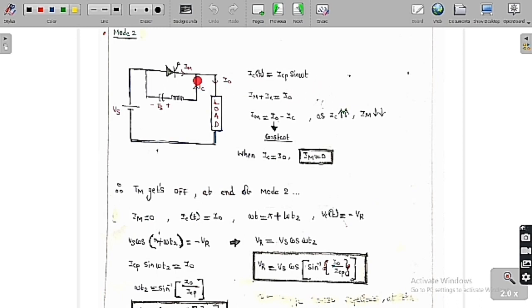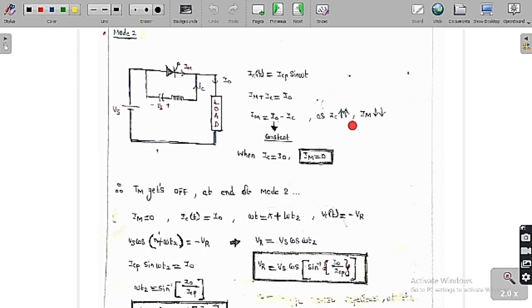If you apply KCL at this point, this is IM, this is IC and this is I0. So IM plus IC is equal to I0, because the sum of incoming currents is equal to the outgoing current. So IM is equal to I0 minus IC. I0 is a constant value because we have assumed that the load has a huge inductance, so its value is always constant. Whereas IC is increasing as time increases, so the overall value decreases.